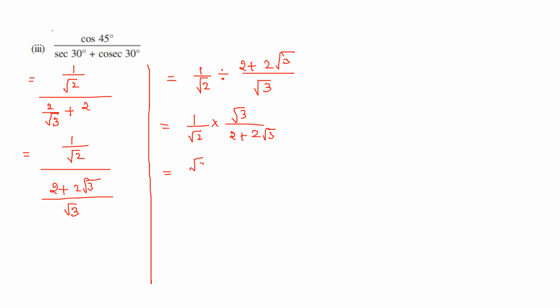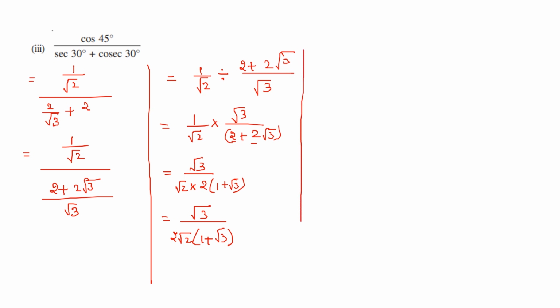Now in the denominator, if you see here, now 2 I can take common, isn't it? So let's take 2 common from here. So it will be 2, 1 plus root 3. So this further I can write as root 3 by 2 root 2 times 1 plus root 3. Now if you see, the denominator is having irrational number root 2 and root 3. So in such a case, we have already studied in grade 9, you have to make the denominator such that all the numbers should be a rational number.